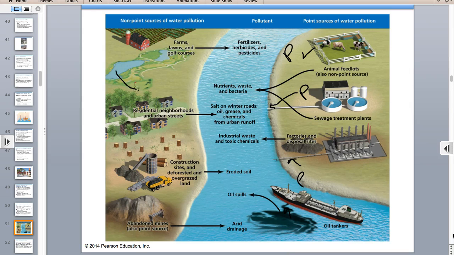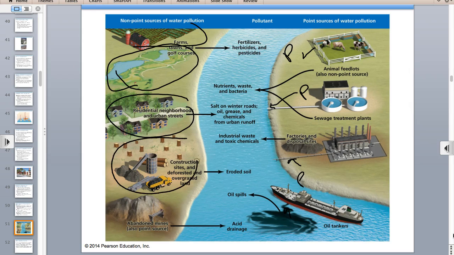Non-point, I cannot point with one finger to a giant 18-hole golf course. I can't point to that. A giant farm, a whole subdivision, a giant construction site, or an area that's been deforested. An abandoned mine, if it's a huge open pit mine over several acres, that's non-point. If you have one pile of mine tailings, that would be point. Bye! That is where I was going to stop for the day.